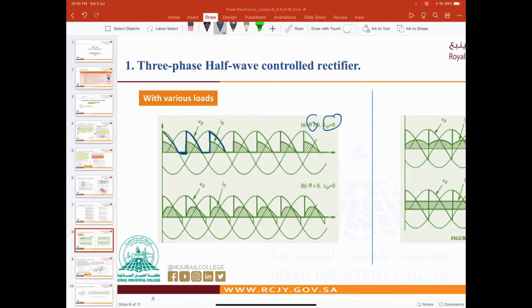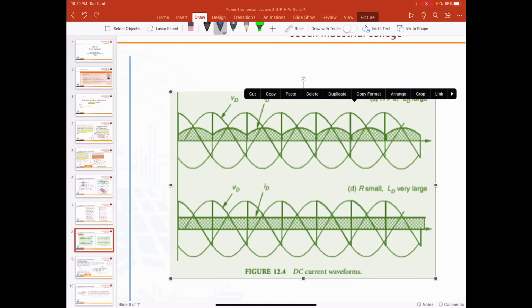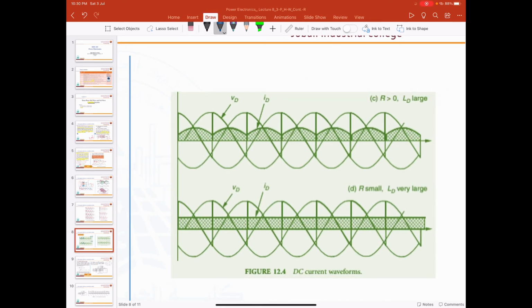Now if we have an inductive load bigger than 0, of course we will go down a little bit, to the negative part, and we'll go up again, and then go to the negative part a little bit. Now in case you have a very large inductive load, it means it's bigger than the previous one, then we will have a bigger negative ripple.